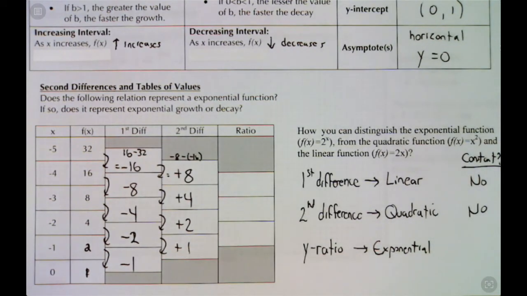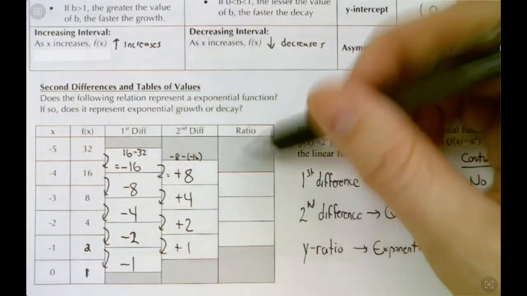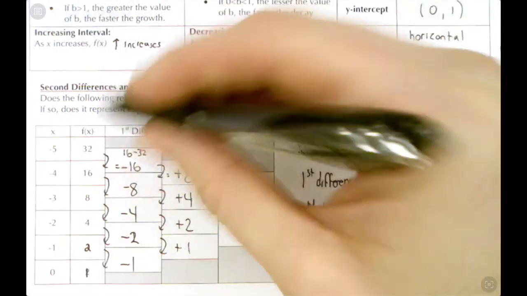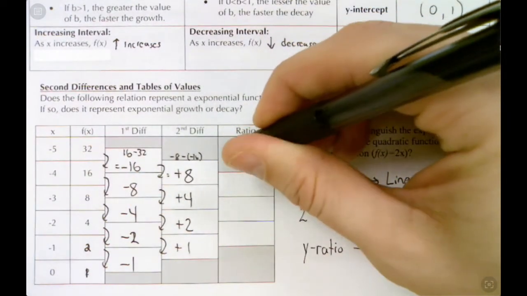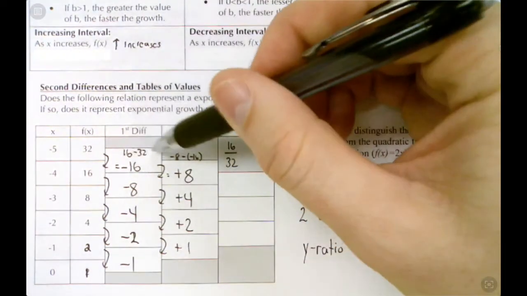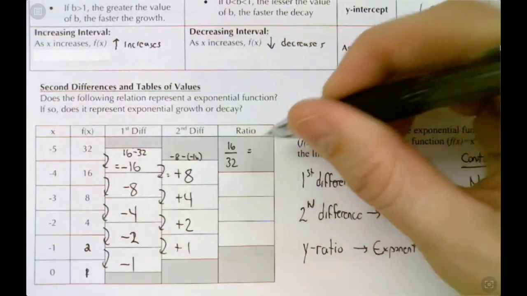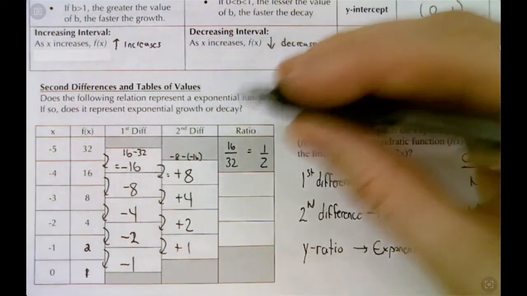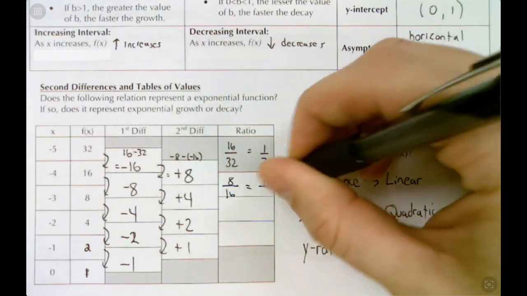The last thing we can do is look at the Y ratio. You can do Y ratio of second differences. I like to just do the Y ratio of the Y values. So going all the way back and comparing these, that's why these were grayed out. I'm going to use these spots. Let's do some Y ratios. The first one is 16 and 32. Ratio means divide. We would divide 16 and 32 instead of subtract. Here we subtracted 16 and 32. To do a ratio, you divide. So dividing 16 and 32 gives us a half. The next pair is 8 and 16. If we divide 8 and 16, a half.